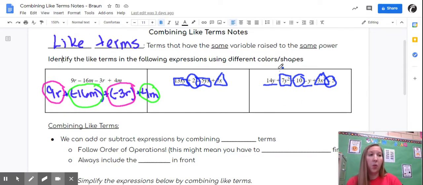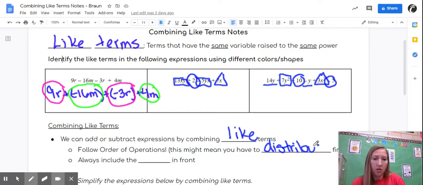Now, moving on, we can add or subtract expressions by combining like terms. We just go through, follow the order of operations. This might mean that you have to distribute first. So we will be using the distributive property. And then we always want to include the sign in front when we are looking at our like terms. Okay, I'm gonna go ahead and move this down so we can see.